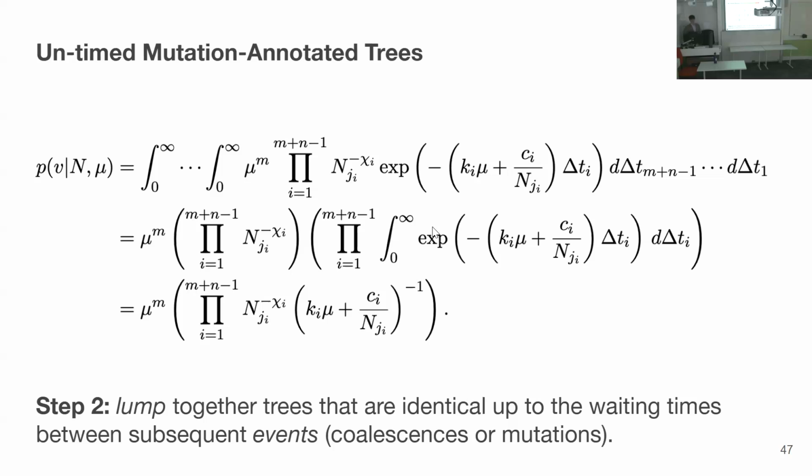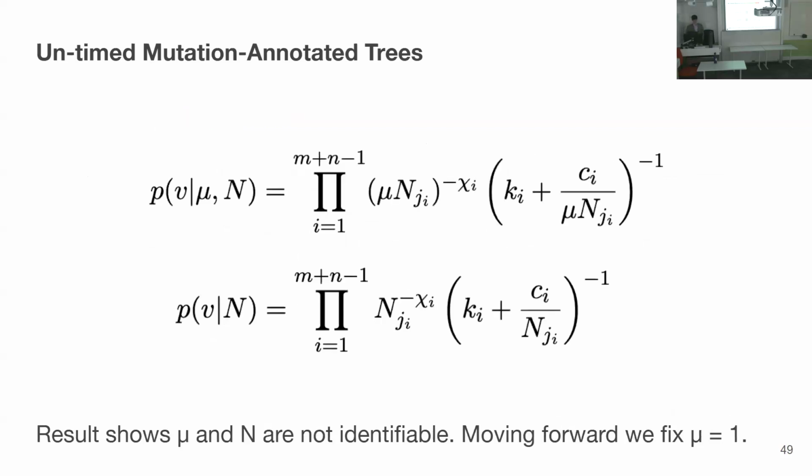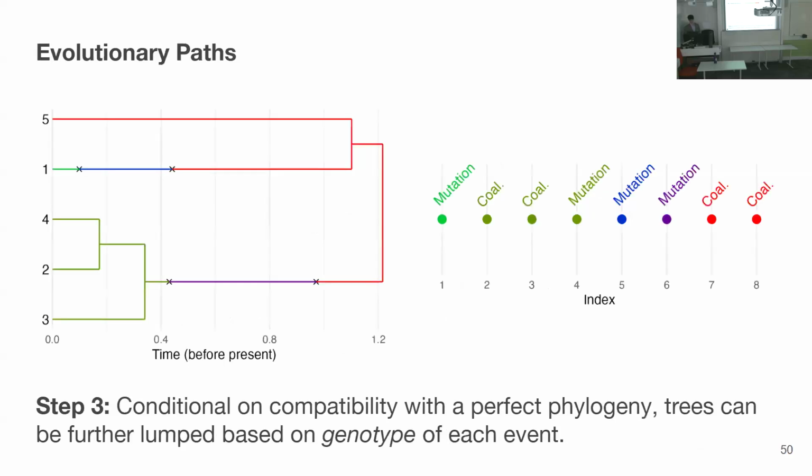Okay, so we get a nice tractable probability density for these equivalence classes of trees that are the same, except possibly for the values of their delta t_i's, their waiting times. It turns out, and you can see this from the calculation, though there are many other ways to see it as well, that mu, the mutation rate, and the effective population size N are not identifiable from one another. The reason is that we can write the entire probability distribution in terms of the product mu times the effective population size N. So moving forward, completely without loss of generality, we will just assume that mu equals 1.